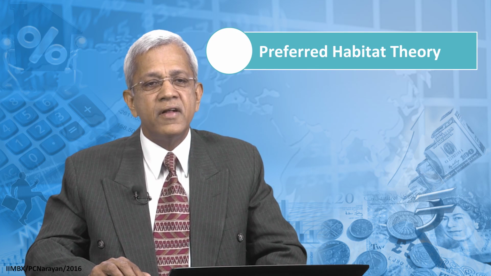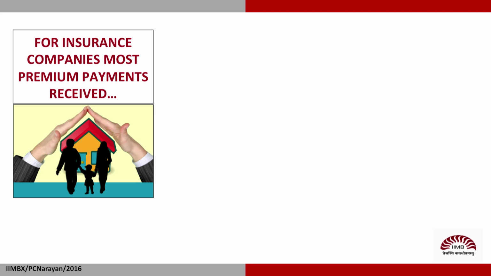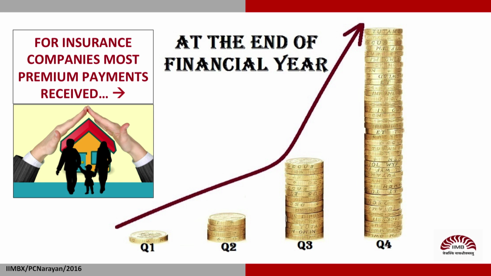There is a hybrid which is called the preferred habitat theory. Let's see what we mean by the preferred habitat theory. We saw just a minute ago that an insurance company under the segmented market theory will normally play in the long-term market. But as it happens, in most countries, most insurance premium payments by the insured customers are almost always paid towards the end of the financial year.